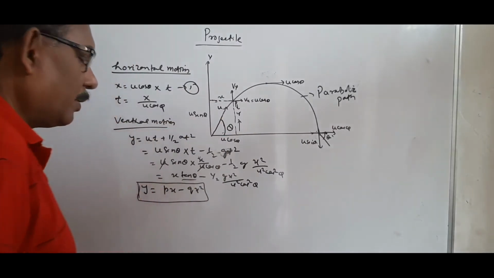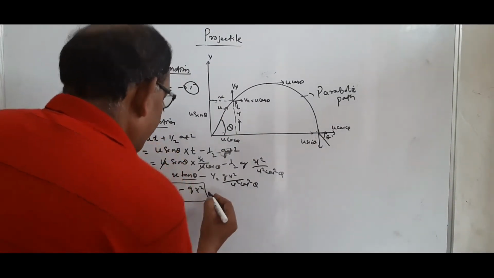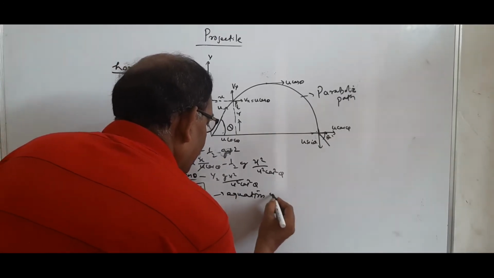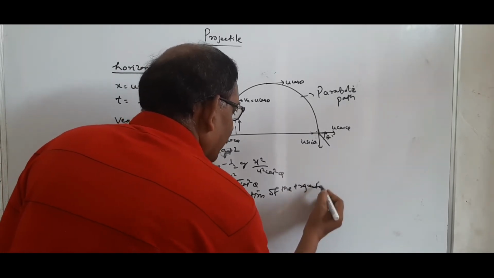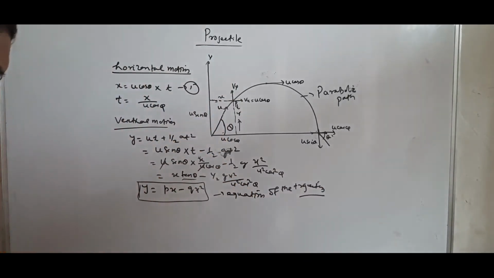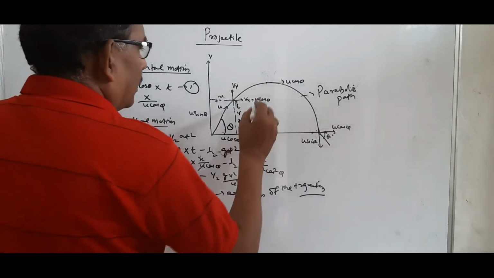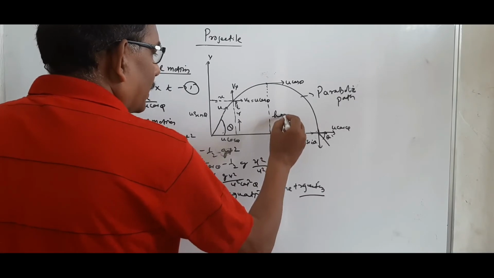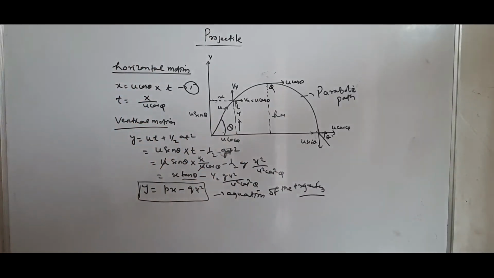And this equation is called the equation of the trajectory. Equation of the trajectory. Okay. Now suppose that the body has reached here at the highest point. Now calculate the maximum height. It is point Q. So what is the maximum height?